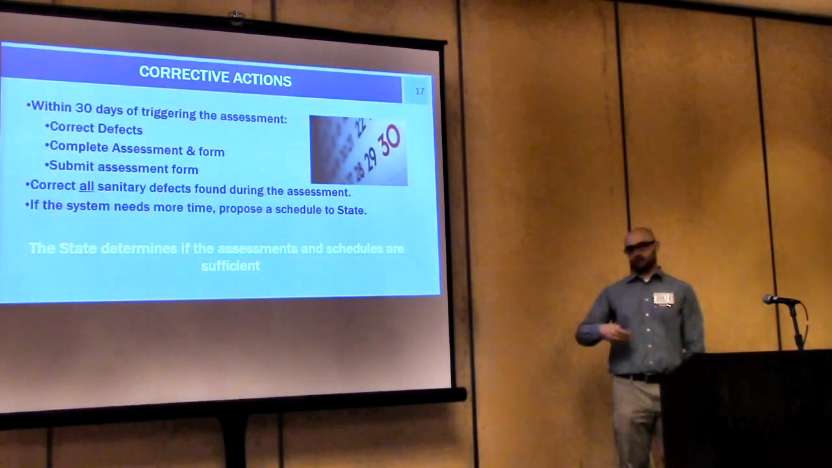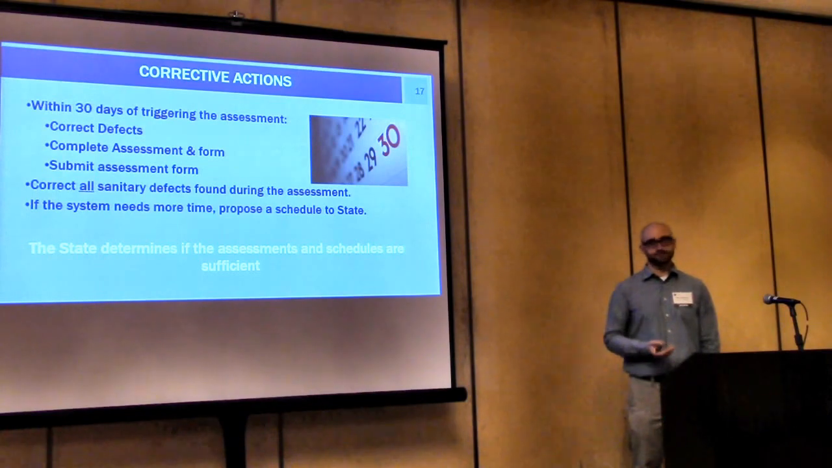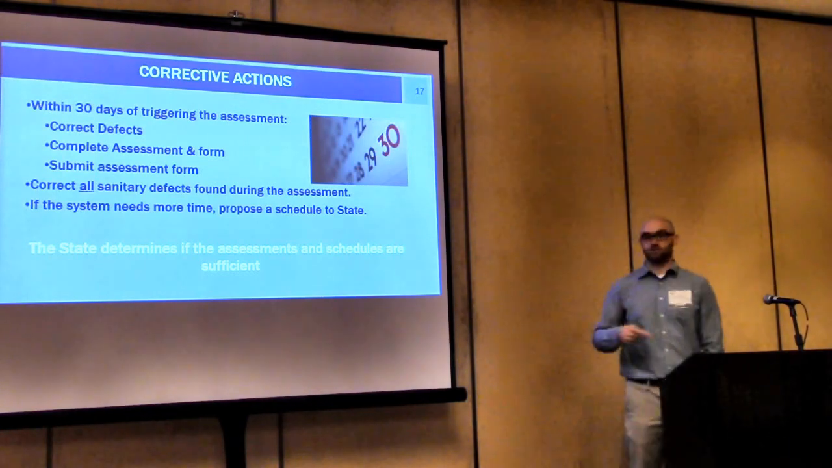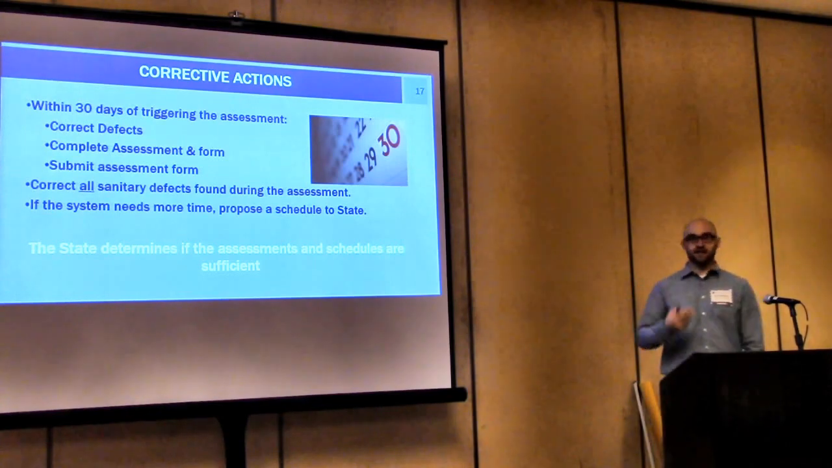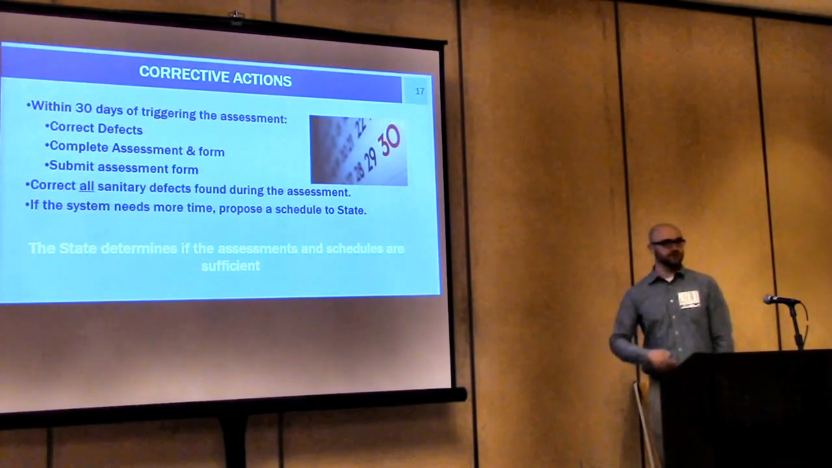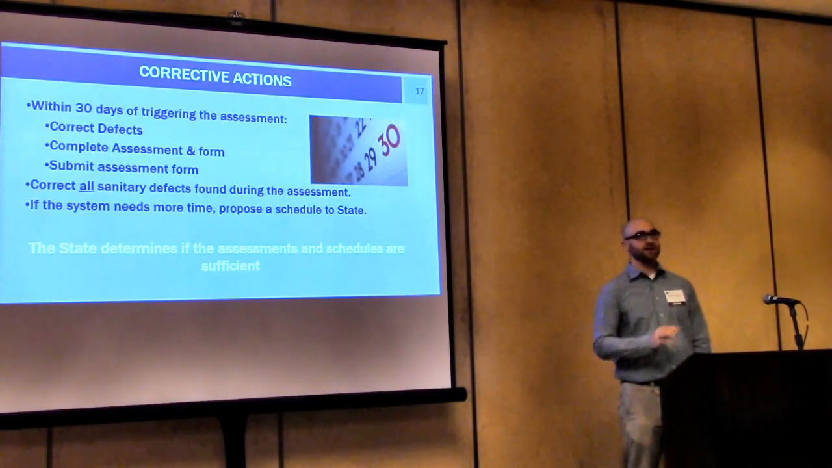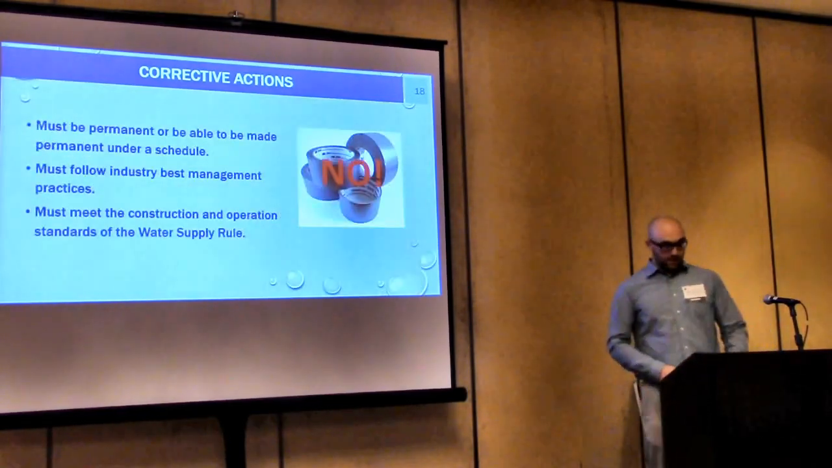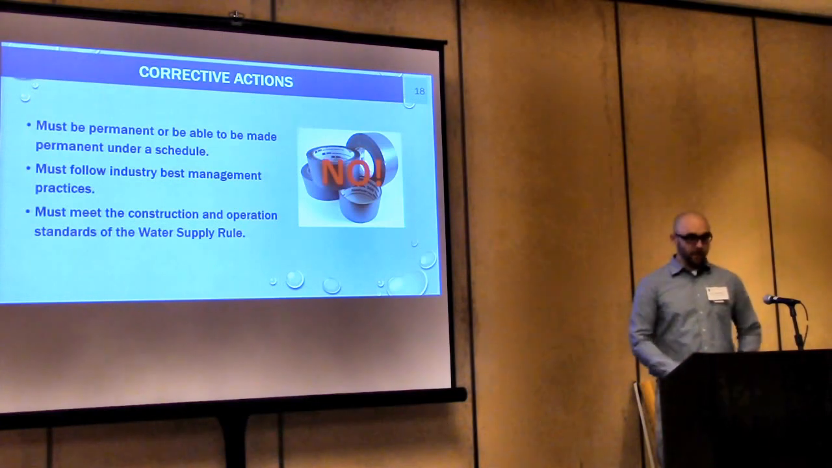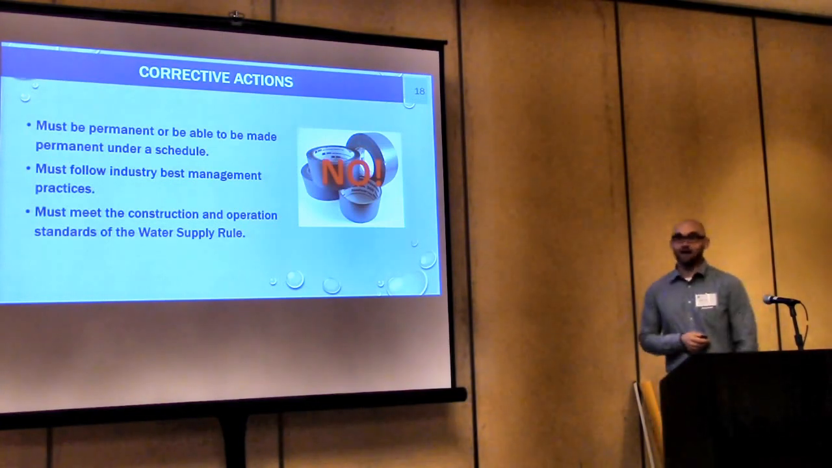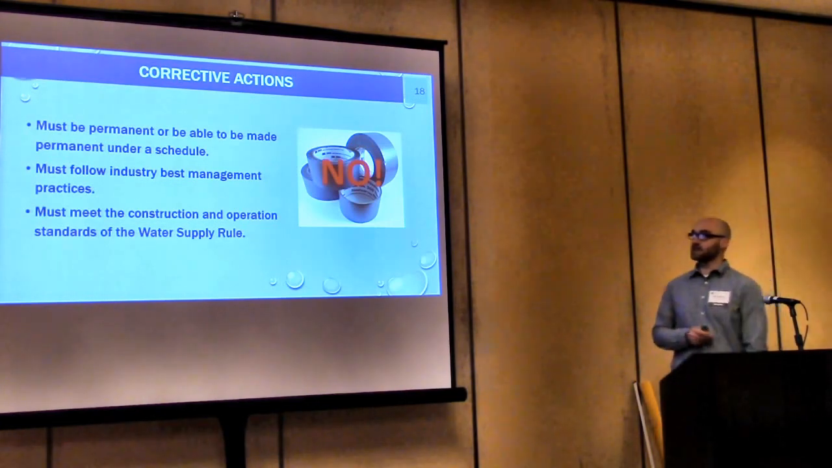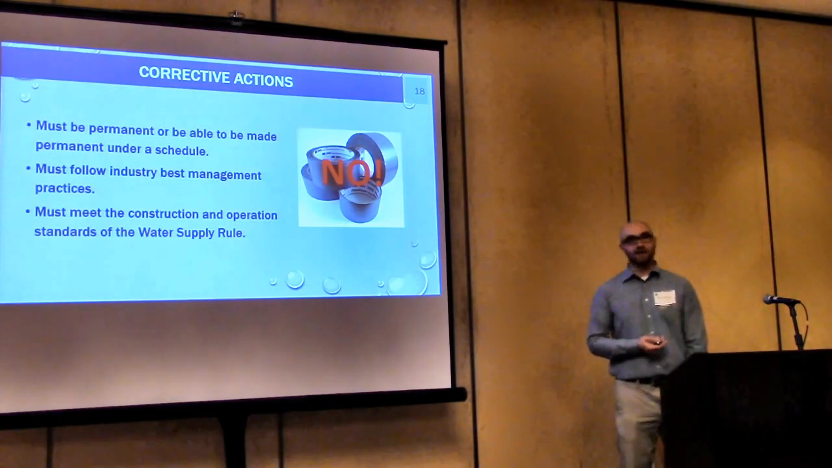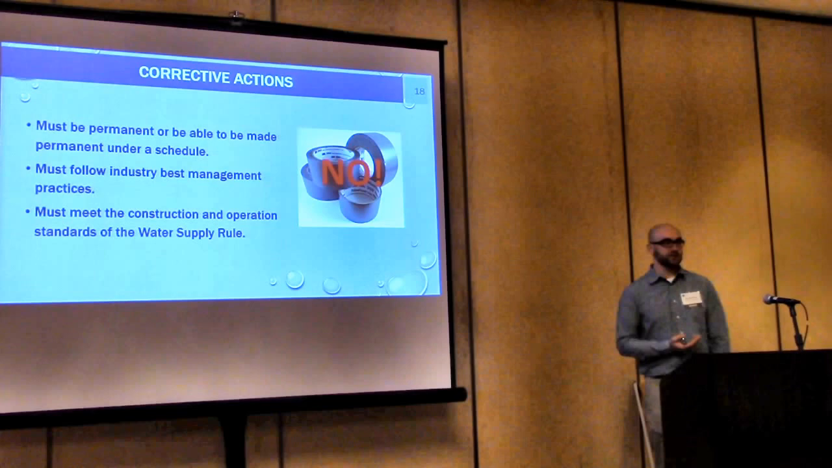Don't just say, oh yeah, I fixed it, but never tell the state. We're going to be tracking this stuff in our database and doing much tighter compliance follow-up. Send us letters, bills, reports, pictures, anything you can to substantiate the work that you've been doing. I'll say this quickly, duct tape and bubble gum is not a permanent fix. You can't do that in this sort of situation. The fixes need to be permanent or made permanent under a schedule. They need to follow industry best management practices, and they need to meet the requirements of the water supply rule.